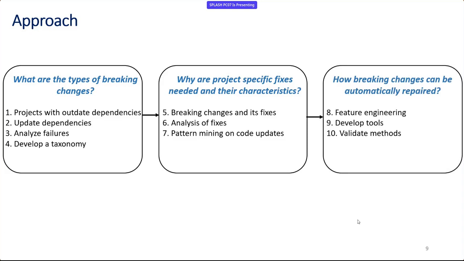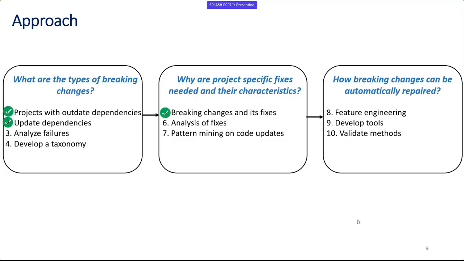And then how breaking changes can be automatically repaired. So based on the patterns that we will be extracting in the second step, we'll extract those code characteristics as features, and using these features, develop models and try to validate them using open source software.